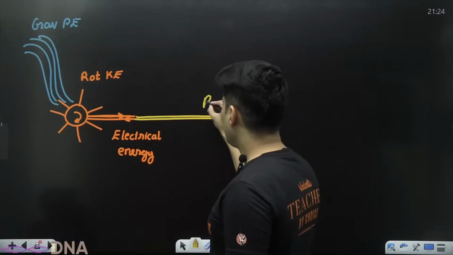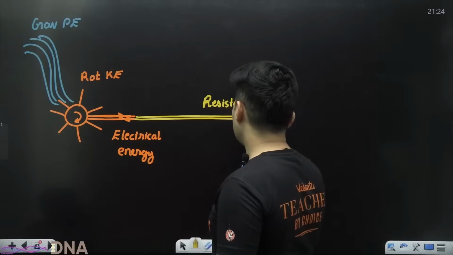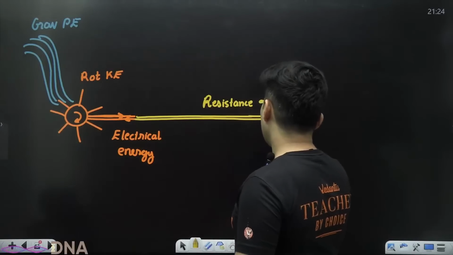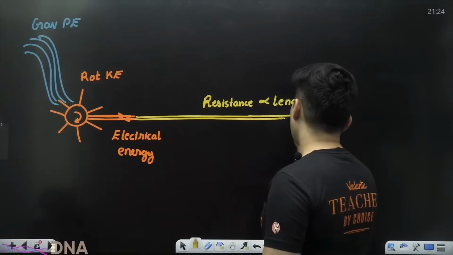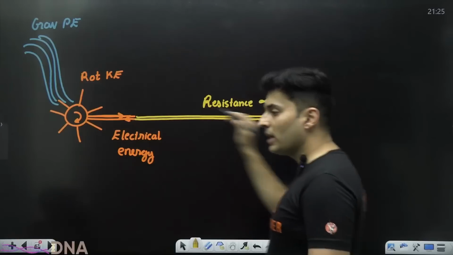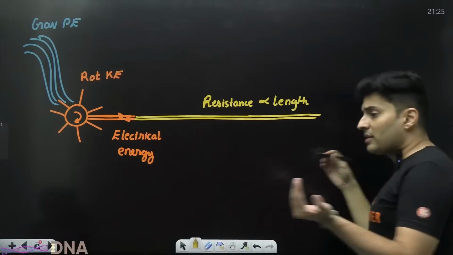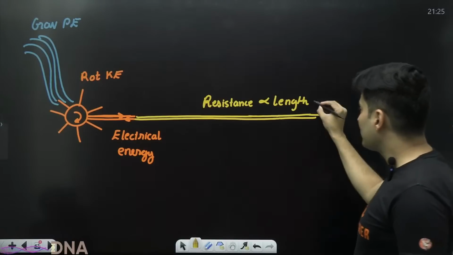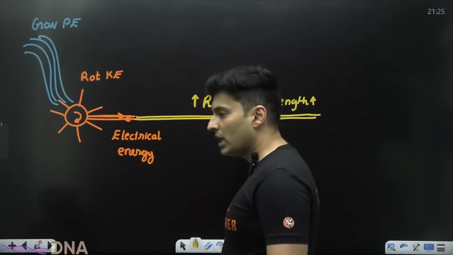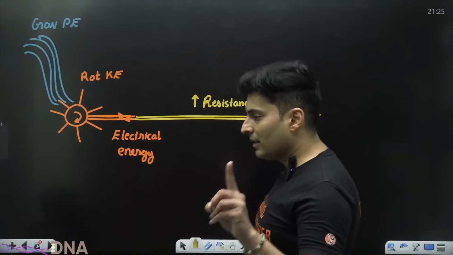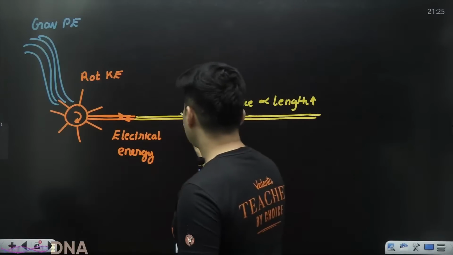What will happen because of that? The resistance of such a long wire, because it is directly proportional to the length, will be more, because it has to travel from one city to the other. The power plant is somewhere in some state, your house is somewhere else. Because the length is more, the resistance will be more. Do you guys agree with it? Now inside this wire, obviously there is some current flowing.